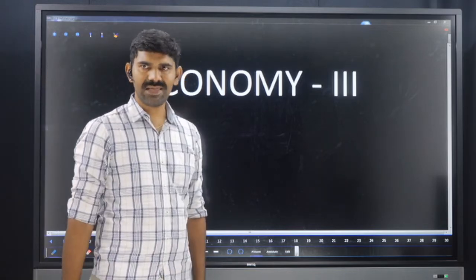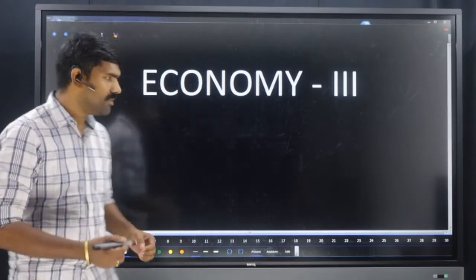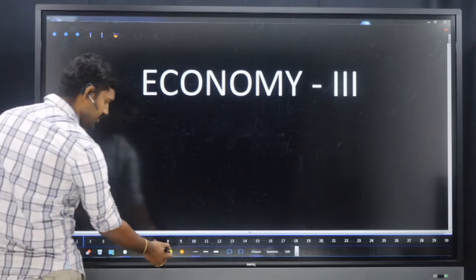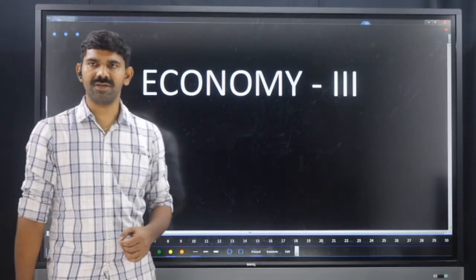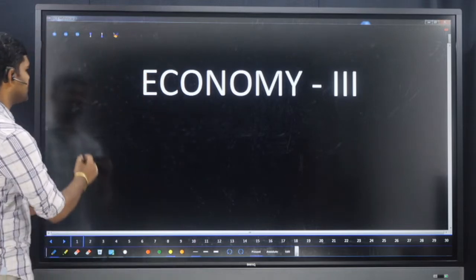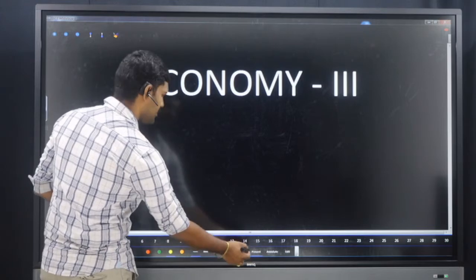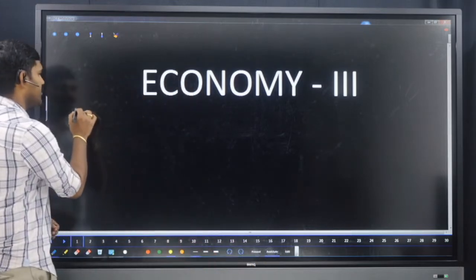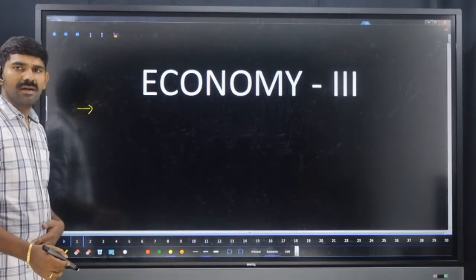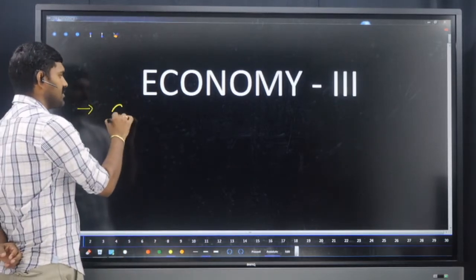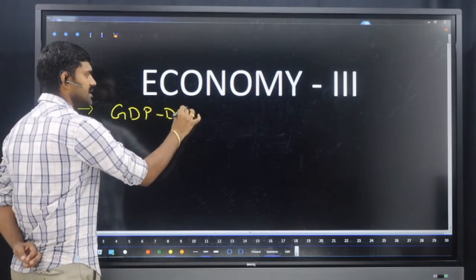As you saw in the last session, we were discussing the topic called inflation, right? And in inflation, we have been discussing indicators of inflation. Where did we actually stop? We stopped at indicators of inflation. The first and foremost one that we discussed is the GDP deflator. What is that? GDP deflator.